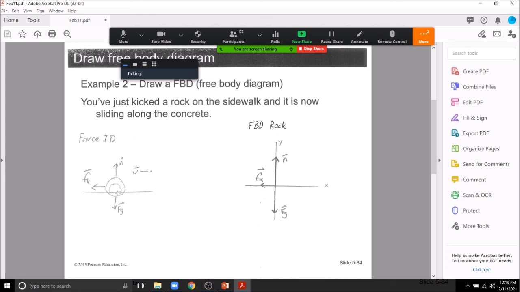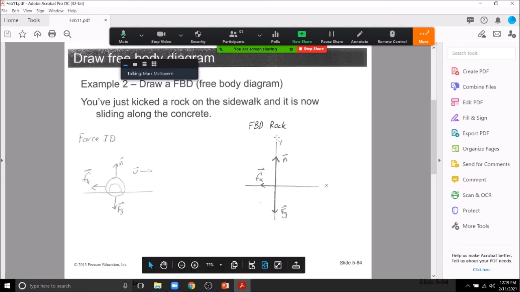There's a rock, pretty good rock, to be honest. Draw a circle around the rock, it's in contact with the ground. I'm illustrating the velocity going to the right. Normal force is up, gravity's down. And because I said the object is moving to the right, the kinetic friction is to the left. That's the force identification diagram.